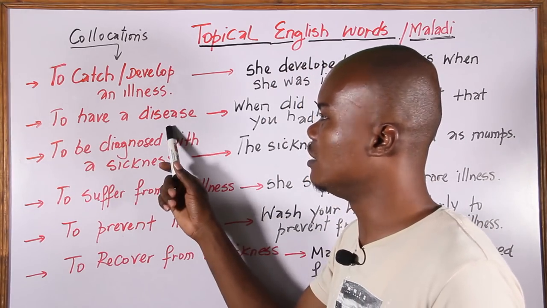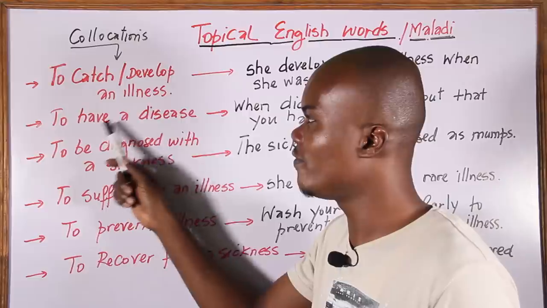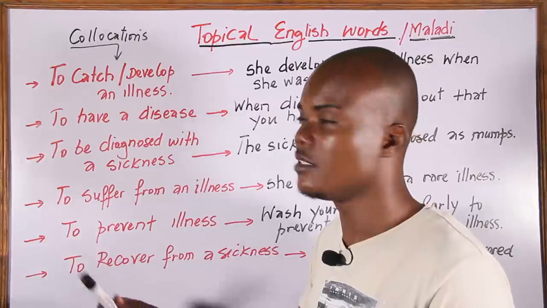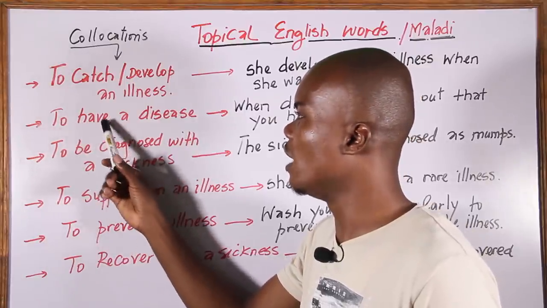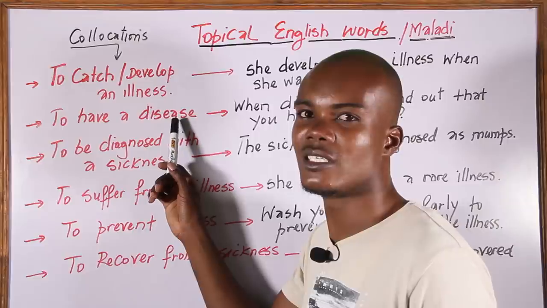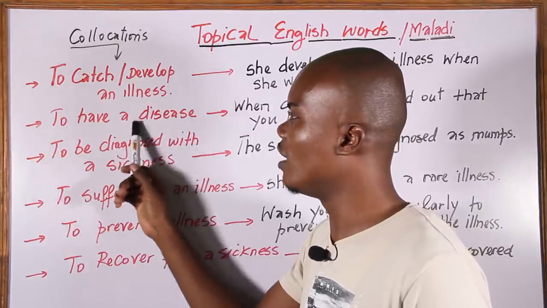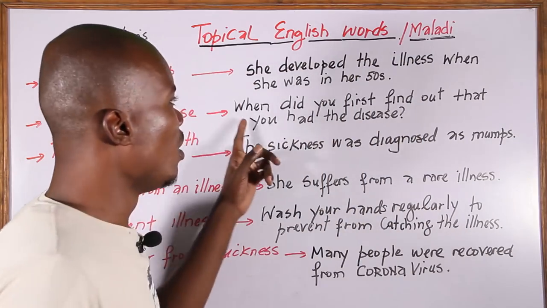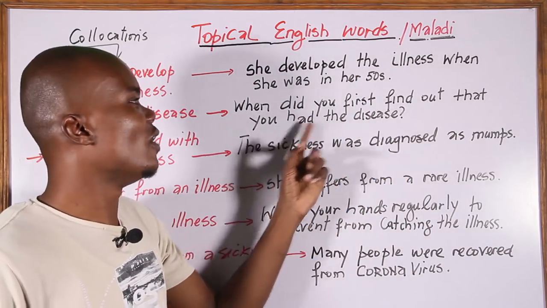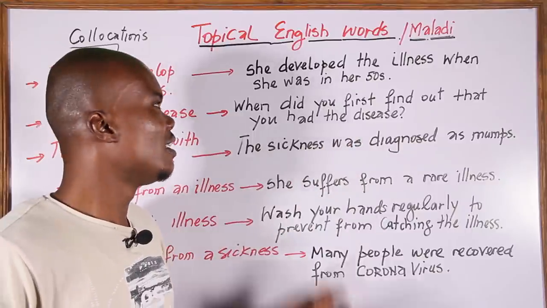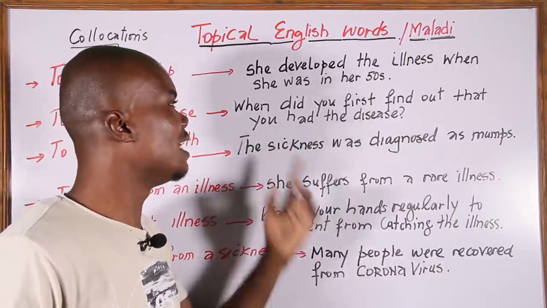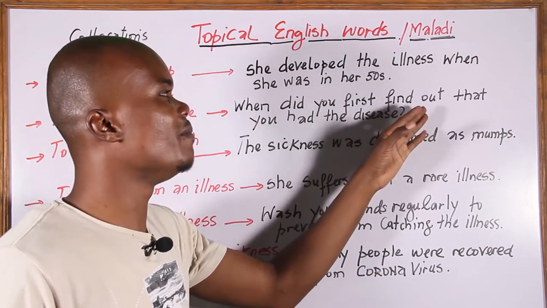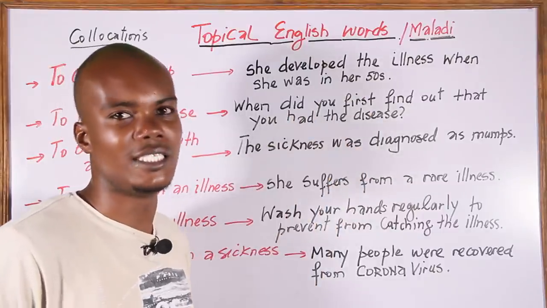To have a disease, to have a disease. I have a disease, the collocation is to have a disease. Repeat after me. To have a disease. Let me give you an example just to understand. When did you first find out that you had the disease? When did you first find out that you had the disease? When did you first learn that you had the disease?